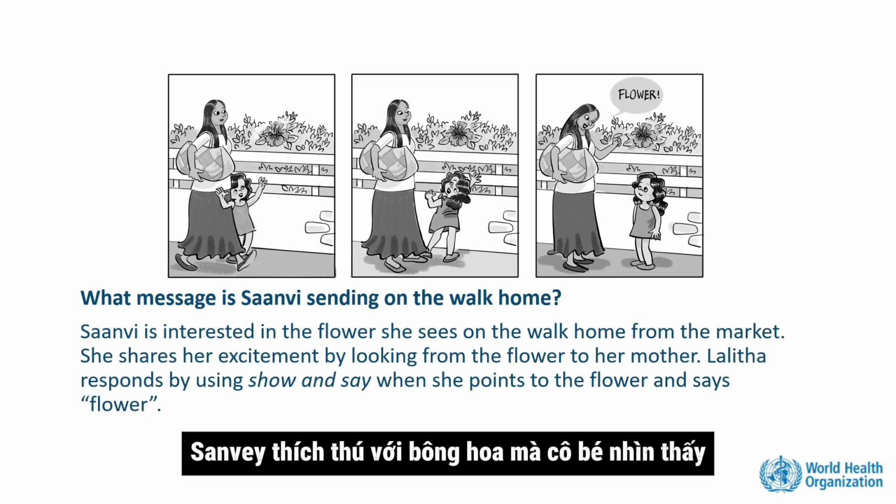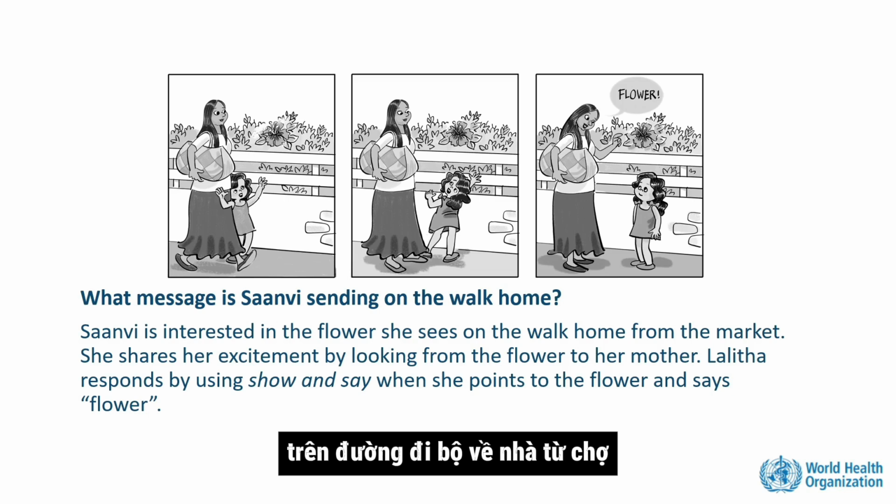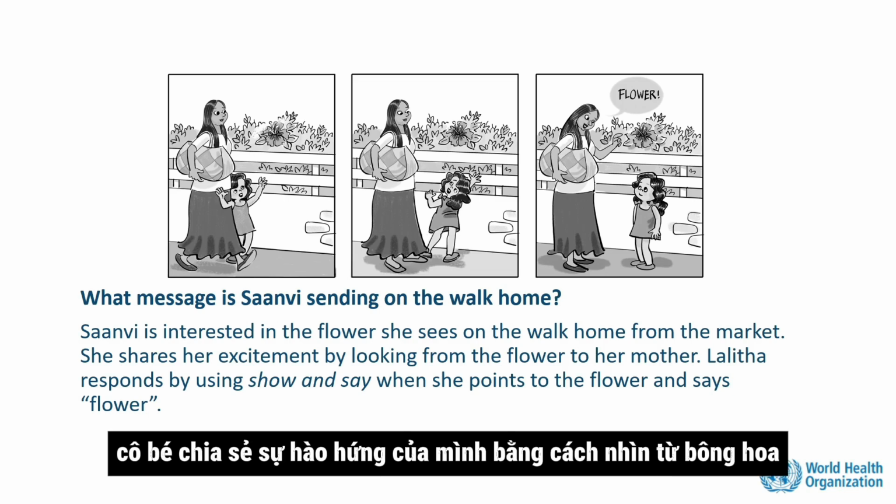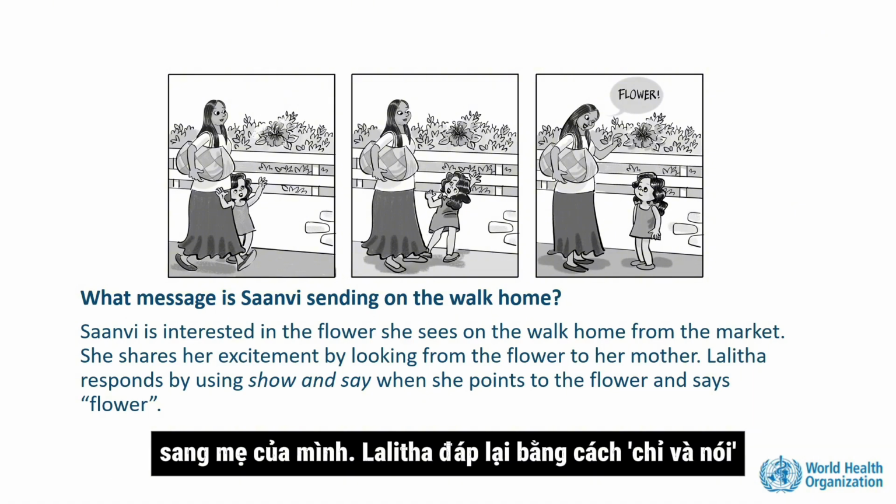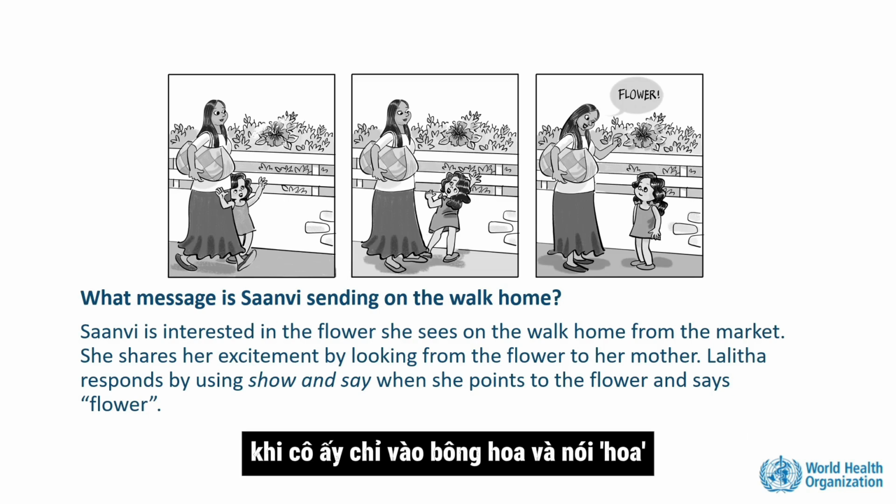Sanvi is interested in the flower she sees on the walk home from the market. She shares her excitement by looking from the flower to her mother. Lalitha responds by using show and say when she points to the flower and says, "Flower."